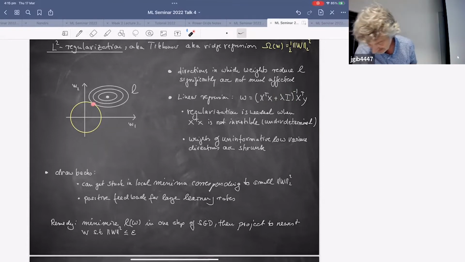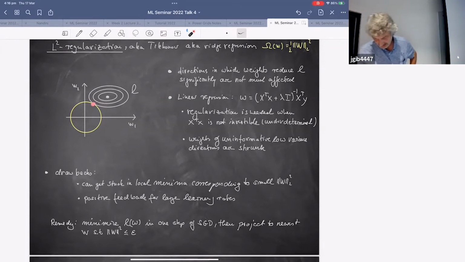Okay. There are some drawbacks here. You can get stuck by just imposing this constraint. You can get stuck in local minima just by imposing a constraint. These would be local minima that correspond to small norm, but there might be a big gap to the actual global minimum. So that's one problem. Another problem is that you could have a positive feedback. Let's say you start with some large weight, then the penalty will imply a large gradient. So you will have a large change again in the weights, and that can become an instability. So these are problems that may occur.